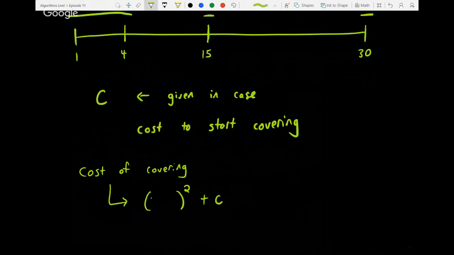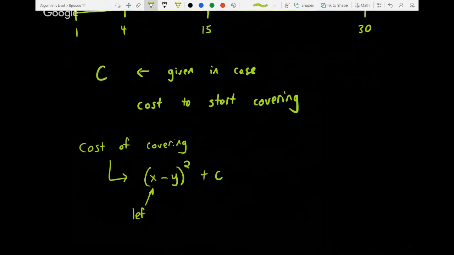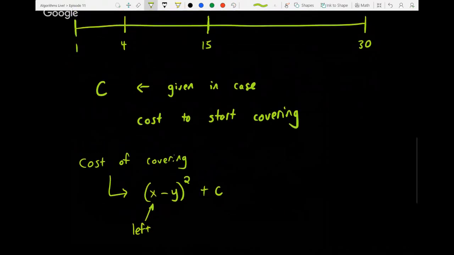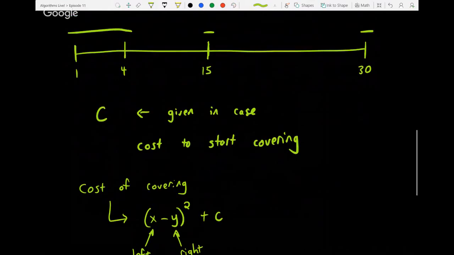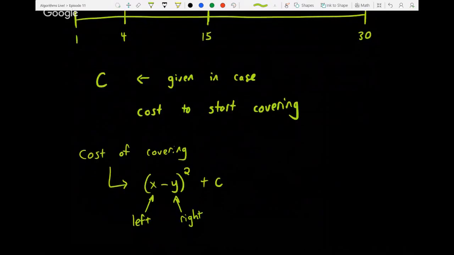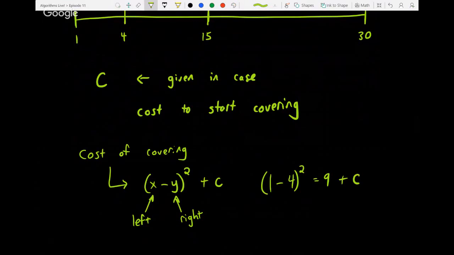Well, I really should be x minus y. Yeah, I'll do it that way. So this is the leftmost point in the interval, so in this case, maybe this point over here on the left. And this is the rightmost point on the interval, maybe this point here. And so the cost of this interval up here covering 1 through 4 would be 4 minus 1 squared, which comes out to 9, plus whatever the cost of C is. And that would be the cost of covering an interval like that.